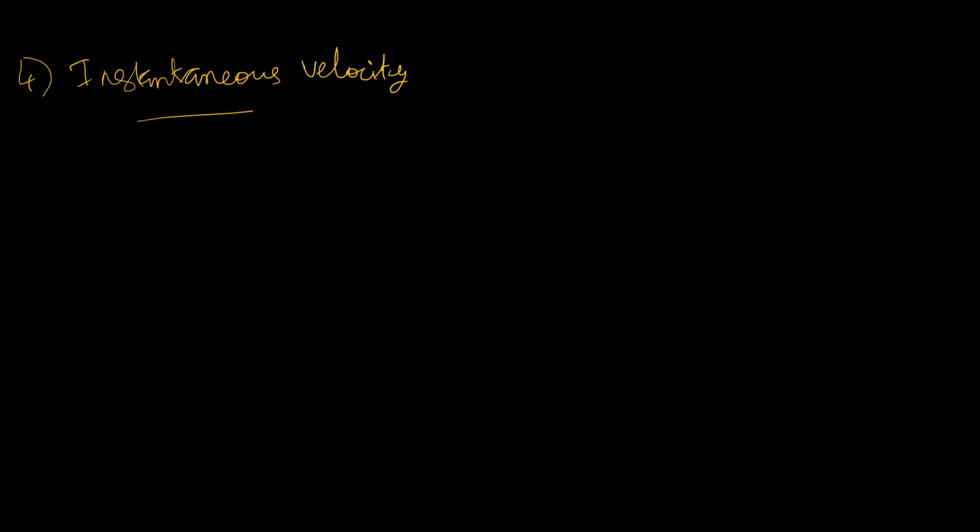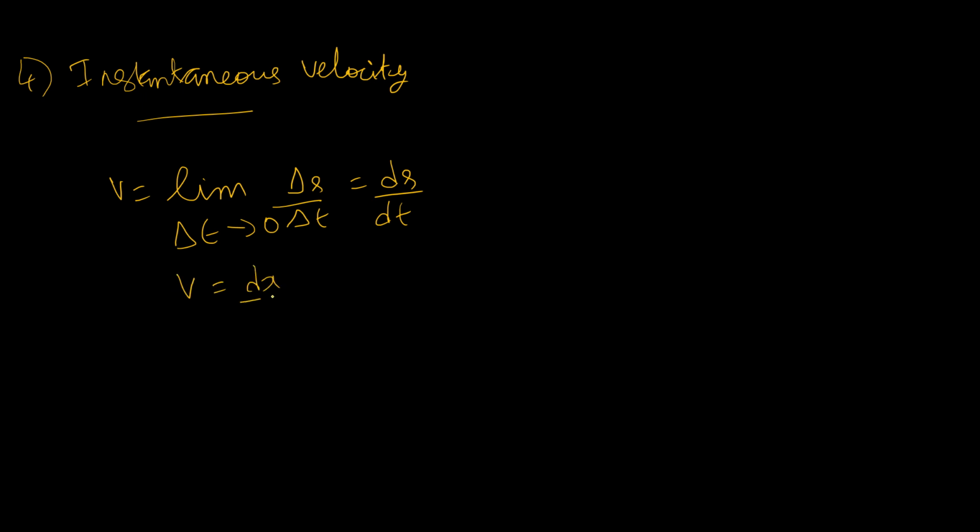The velocity at any instant of time t is known as instantaneous velocity. It is given as v equal to limit delta t tends to 0 delta r by delta t, which is equal to dr by dt. We can again represent it as v equal to dx by dt i cap plus dy by dt j cap. Again we can write v is equal to vx i cap plus vy j cap.